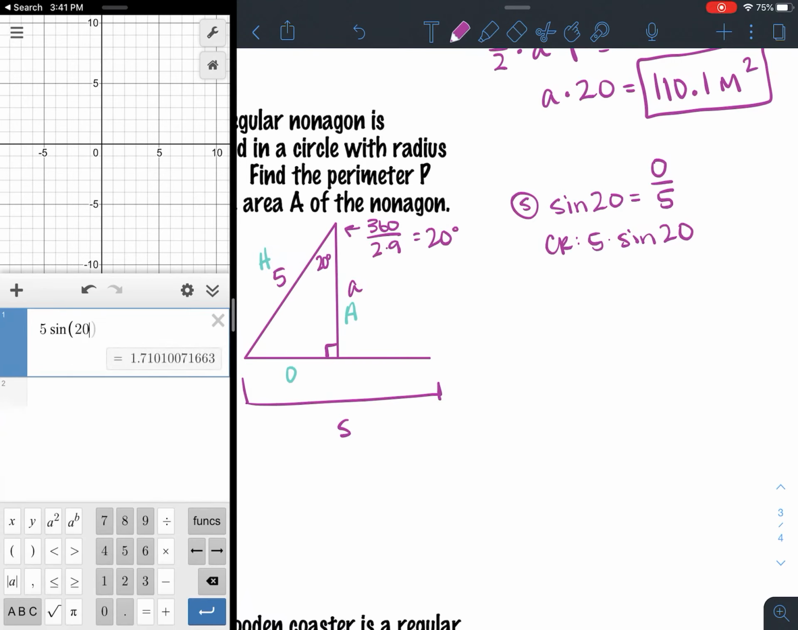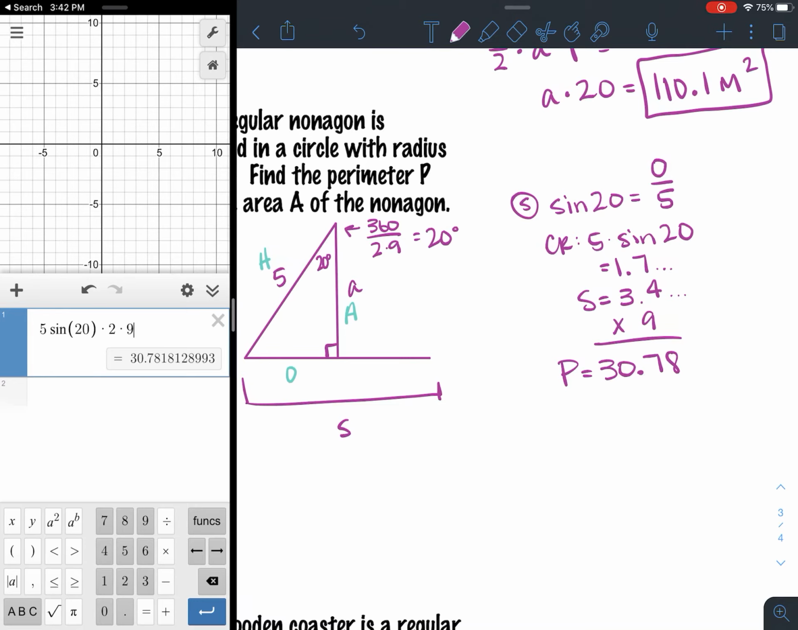5 sine 20, which gives me about 1.7. And if I want to double that, let's do times 2. So one side length is about 3.4. And I'm going to go ahead and take that times 9 to get me my perimeter. Remember, this is a nonagon, so times 9 gives me a perimeter of about 30 point, I'm just going to say 78. So there's our perimeter.